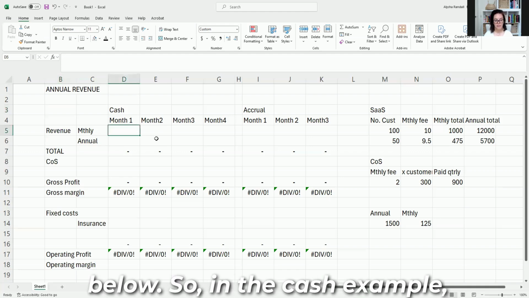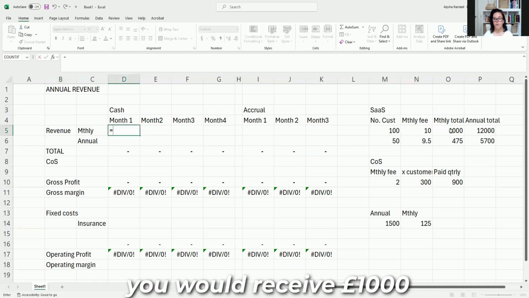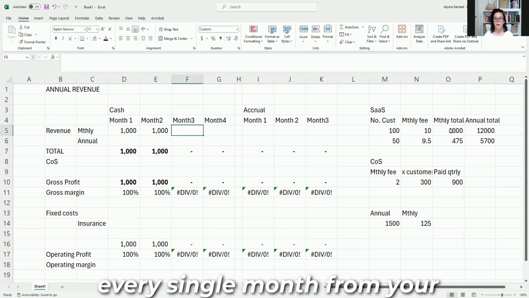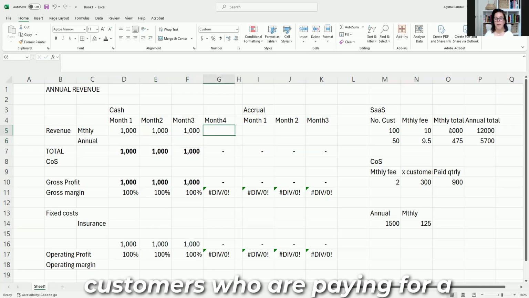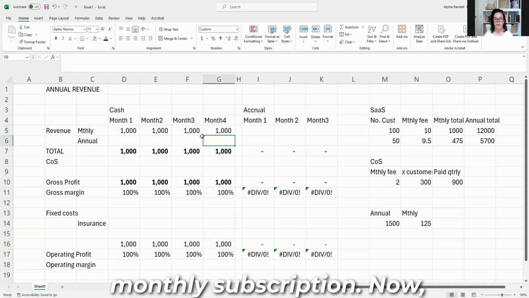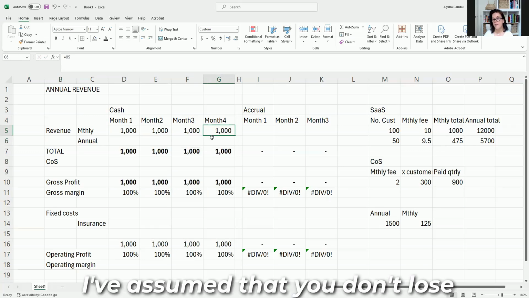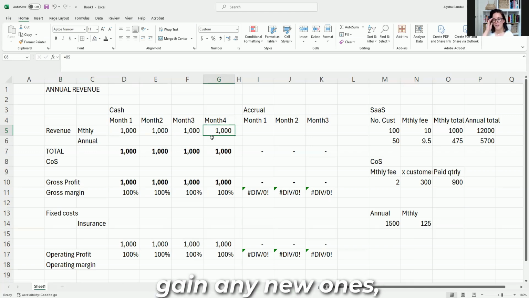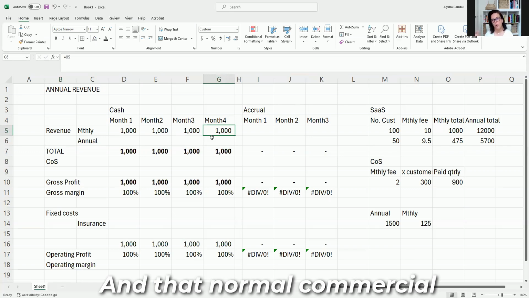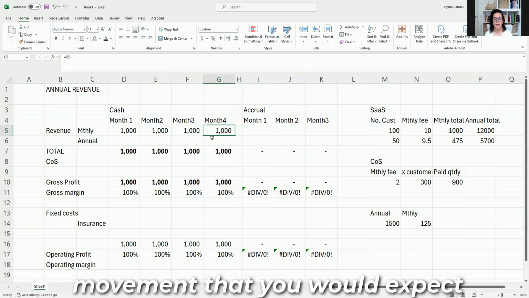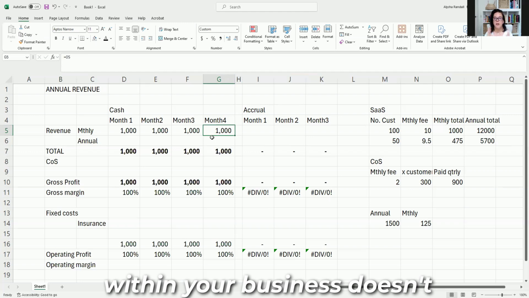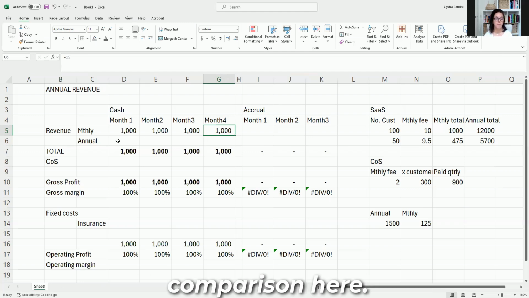So in the cash example, you would receive £1,000 every single month from your customers who are paying for a monthly subscription. Now, in this scenario, I've assumed that you don't lose any clients and you don't gain any new ones, just so that you get a proper comparison and that normal commercial movement that you would expect within your business doesn't distort the comparison here.